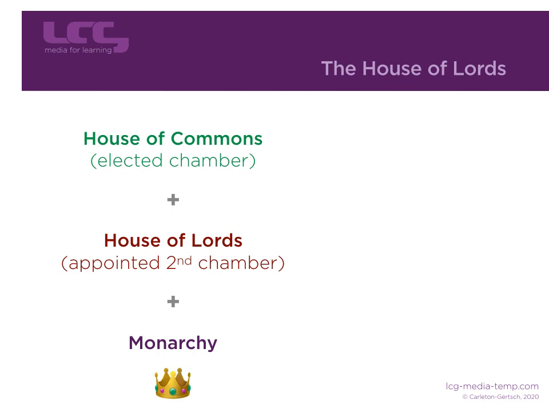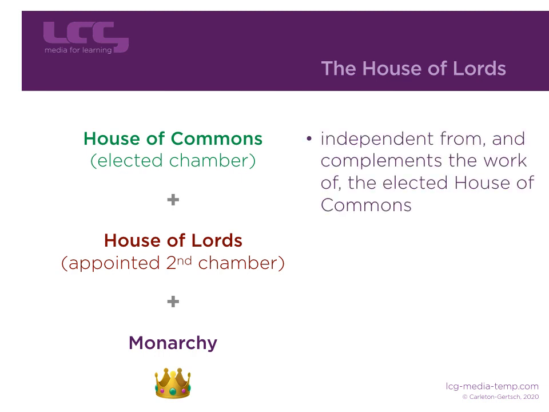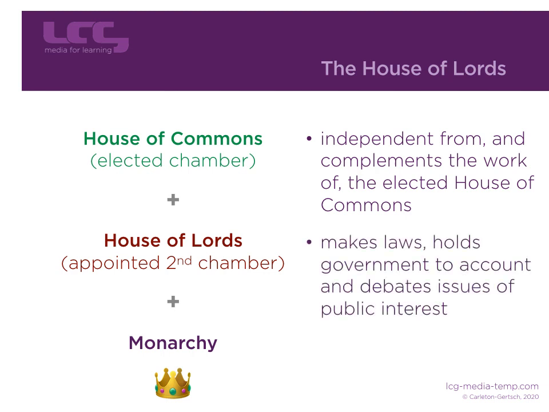So what does the House of Lords do? Well, it's independent from, but at the same time complements the work of the House of Commons. It makes laws, holds the government to account, and debates issues of public interest. However, we have to remember that it's only the Commons that is responsible for making decisions on financial bills, such as new taxes. The Lords can consider these bills, but it can't block them or amend them.